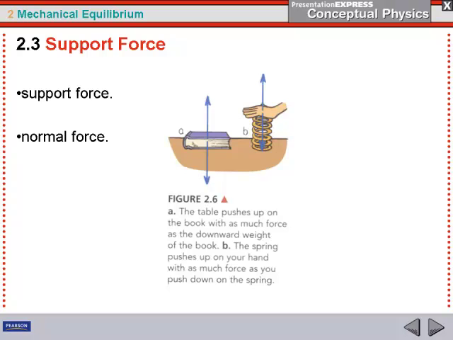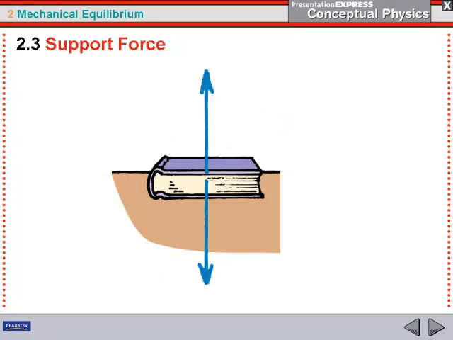the force of gravity. The upward force that balances the weight of an object on a surface is called the support force. A support force is often called the normal force. The table pushes up on the book with as much force as the downward weight of the book. The table supports the book with a support force, the upward force that balances the weight of an object on a surface. The upward support force is positive and the downward weight is negative. The two forces add mathematically to 0.